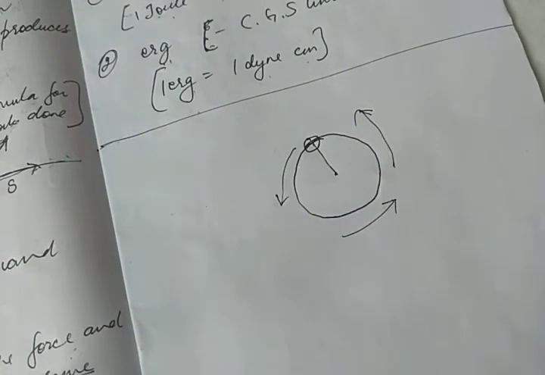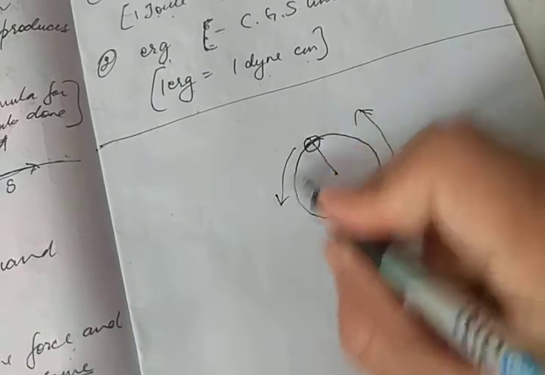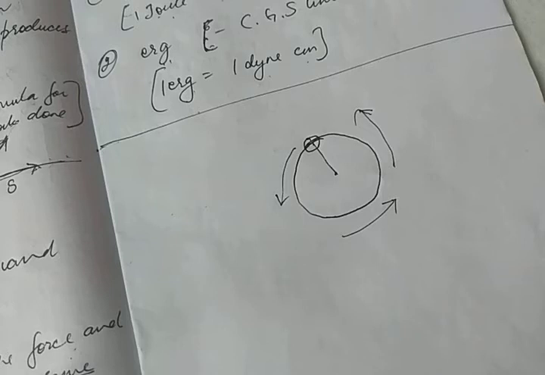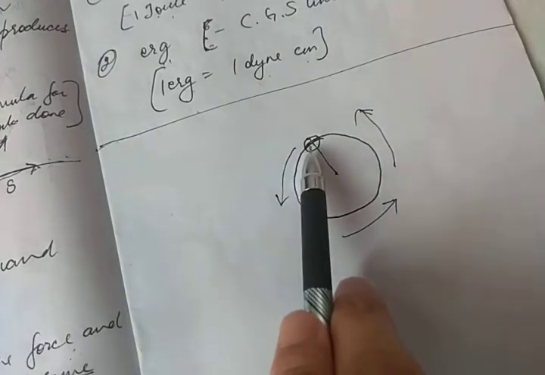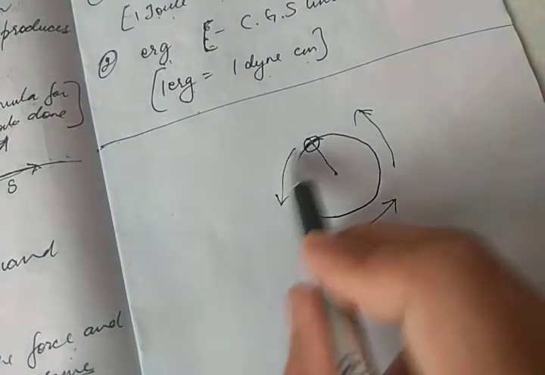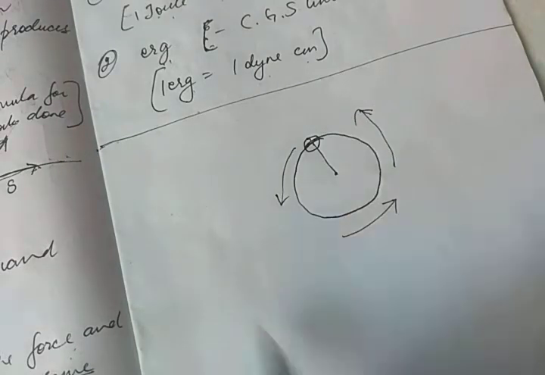You've learned in chapter number 1 that for anything to go round about a circular path, like for example the earth going round about the sun, the electron going round about the nucleus, likewise this stone tied to a thread being whirled like this. So the stone is going like this, round and round about.